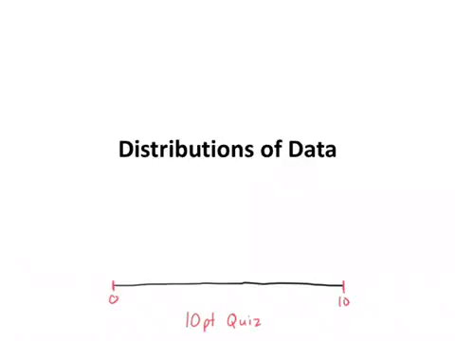All right, we're going to be talking about distributions of data. Let's say we have a 10-point quiz, and we're going to plot quiz scores from 0 to 10, because that's what you're able to get. Let's say for the class, we have a handful of scores. Let's say we had 1 10, 3 9s, 5 8s, 2 6s, and one over here like a 2. All right, say those are the results for the quiz.